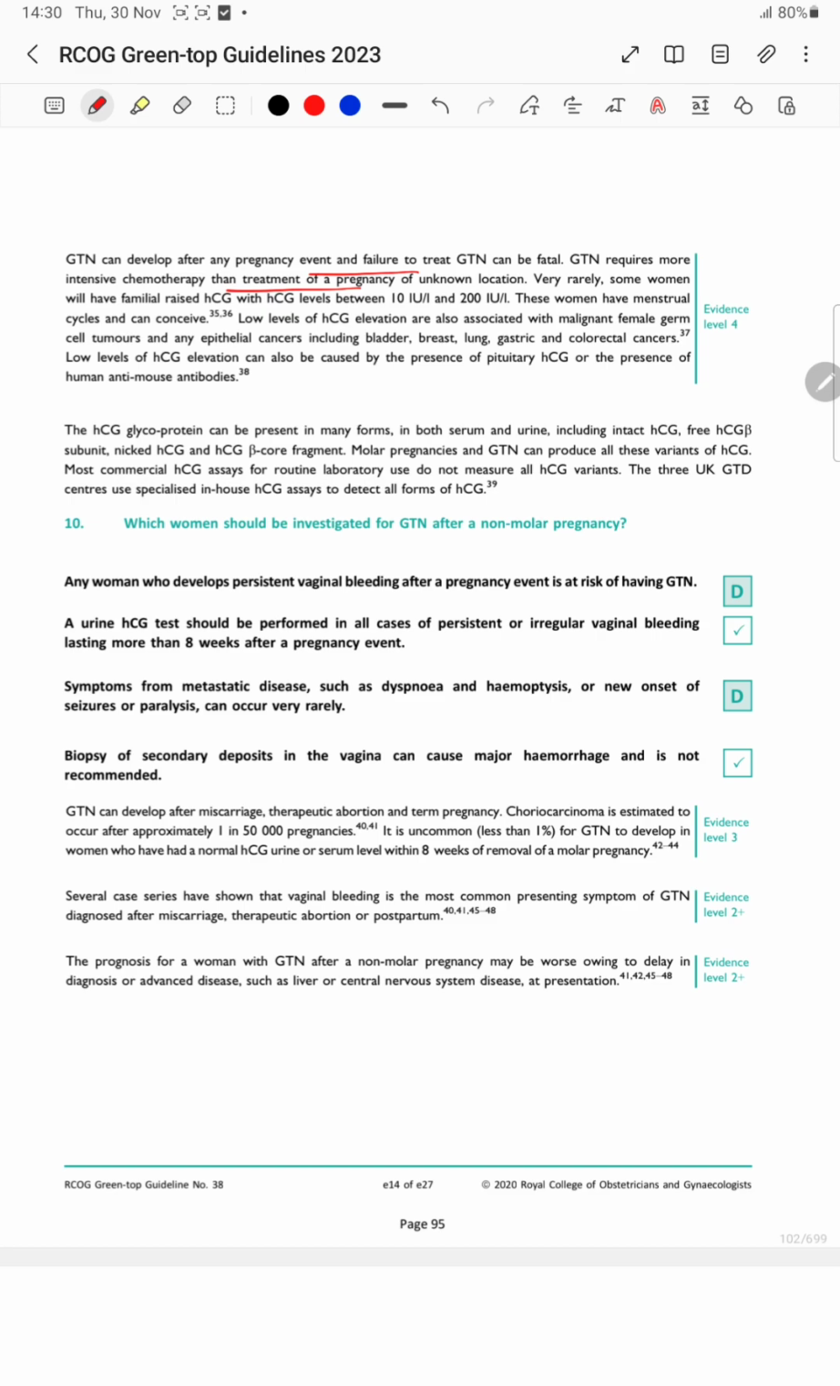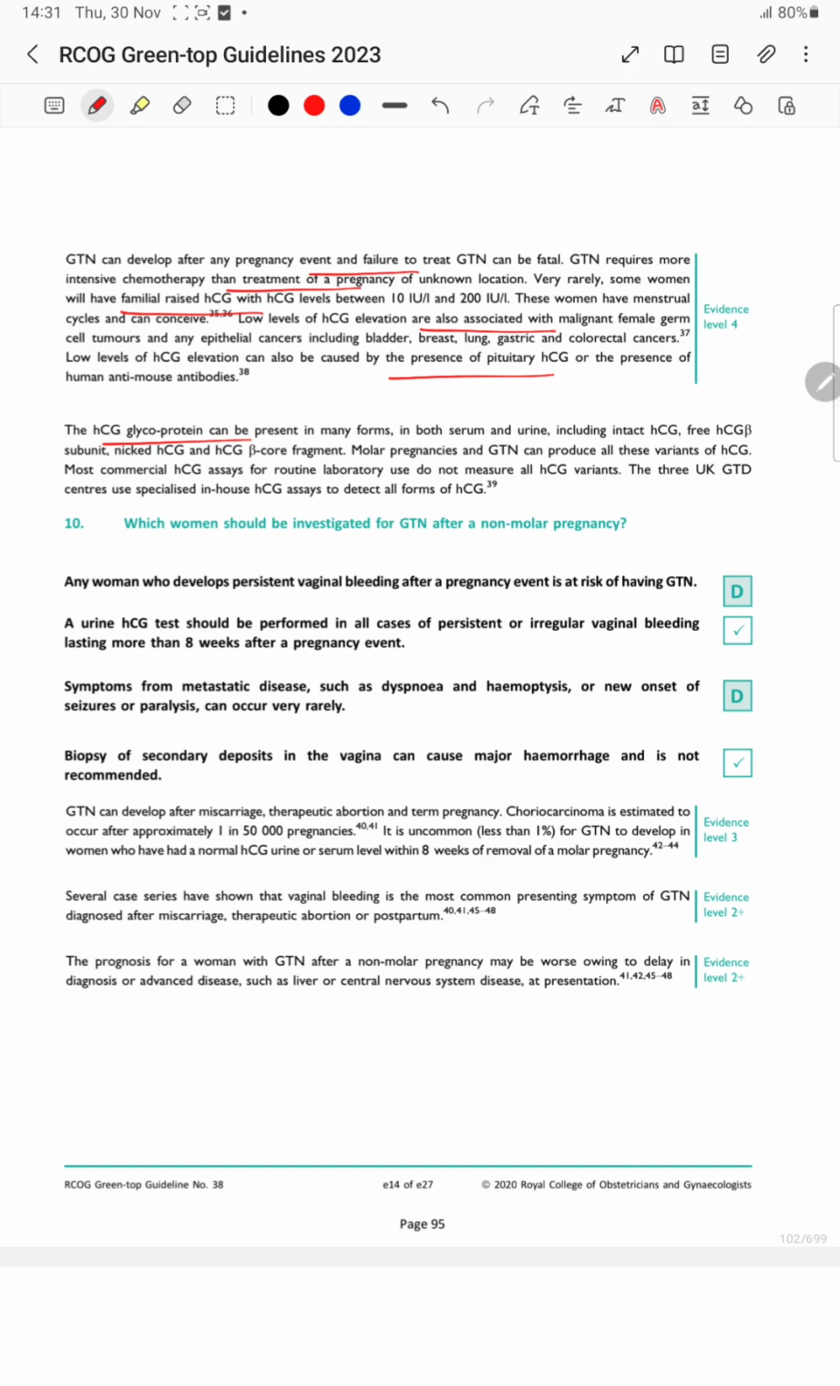Very rarely, some women will have a familial raised HCG, with HCG levels between 10 and 200. These low levels of HCG elevation are also associated with malignant female germ cell tumors and epithelial cancers, including bladder, breast, lung, gastric, and colorectal cancers. Low levels of HCG elevation can also be caused by the presence of pituitary HCG or the presence of human anti-mouse antibodies.